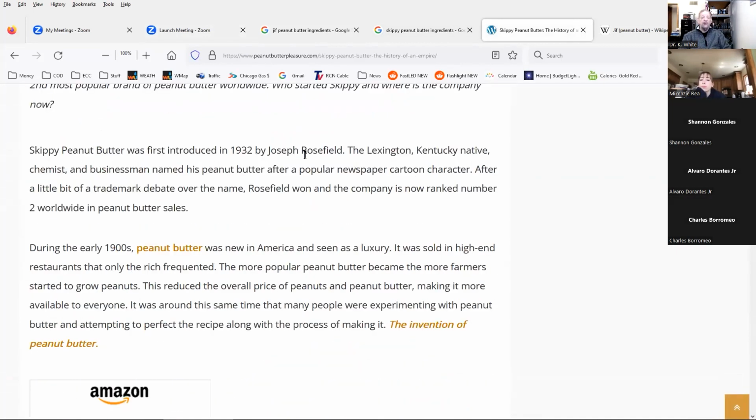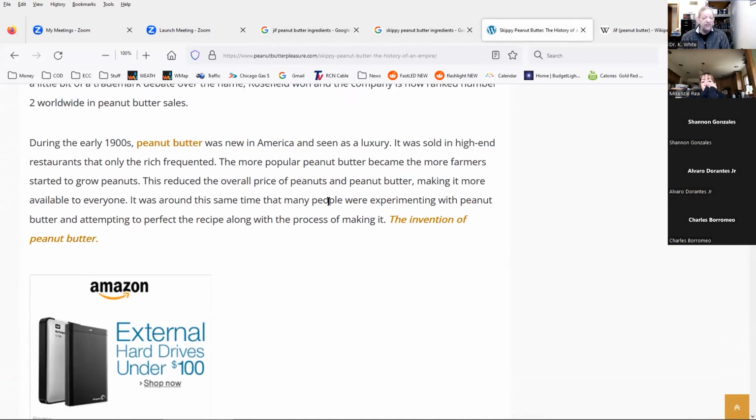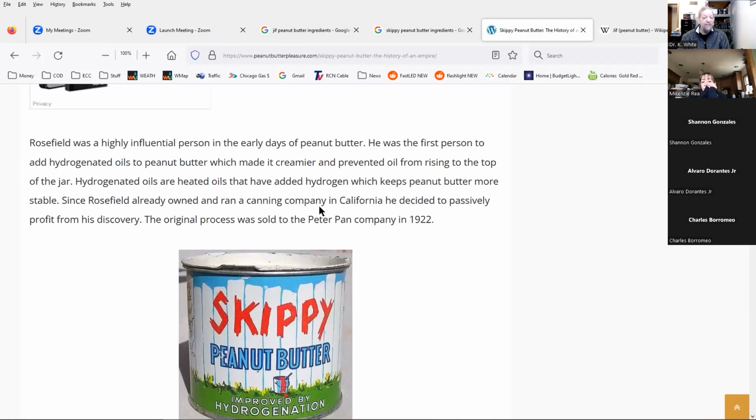They talked about Joseph Roosevelt Field, and he was a chemist in Kentucky who came up with the modern peanut butter we have. And he first came up with a peanut butter called Peter Pan. And how did he come up with the peanut butter that we now use?